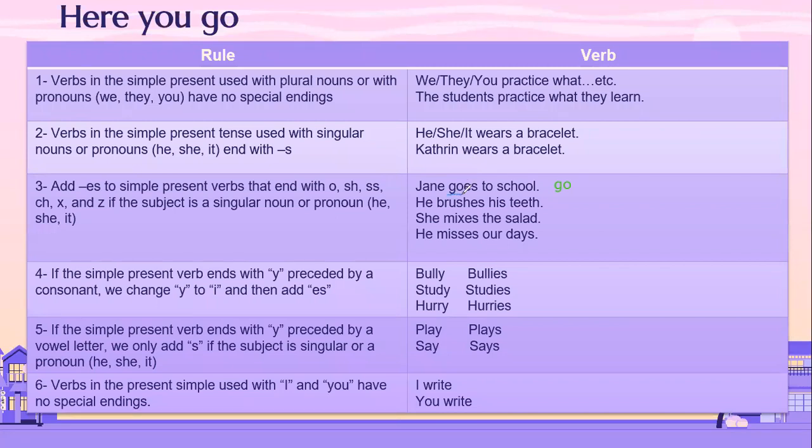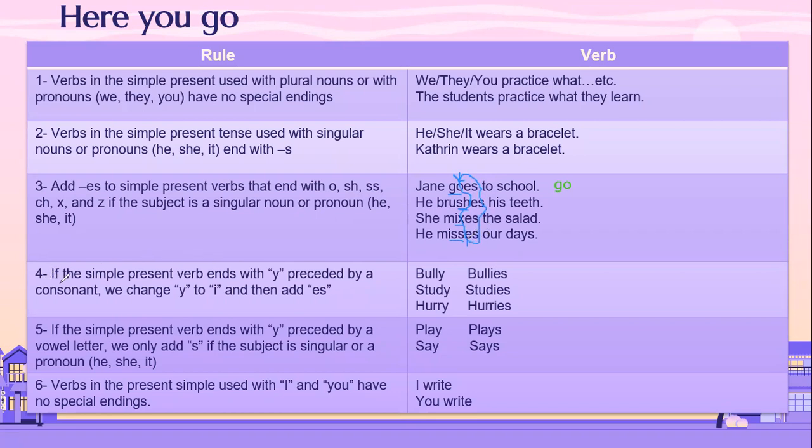Goes, the original word go ends with an O. Brushes, brush ends with SH. Mixes, mix ends with X. Misses, miss ends with double S. So whenever the verb ends with either O, SH, X, double S, CH, or Z, and the noun is singular or pronoun, like he, she, it, we add ES. You can see here, we added ES.